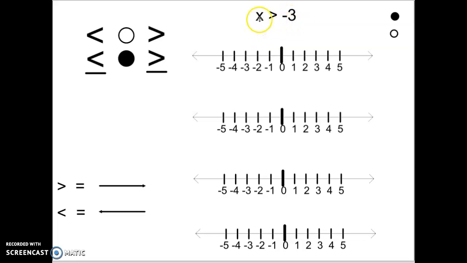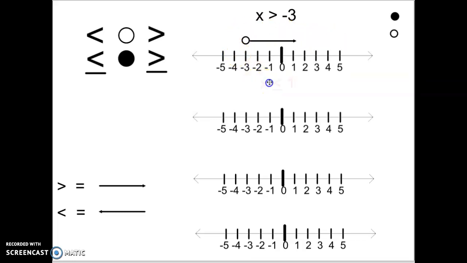If we take, for example, x is greater than -3, because there's no equal sign, we will use an open circle. Our boundary point is -3, so it goes right above the -3, and we want points that are greater than -3, so we want the points that are to the right of that, and that's how you would graph that one.